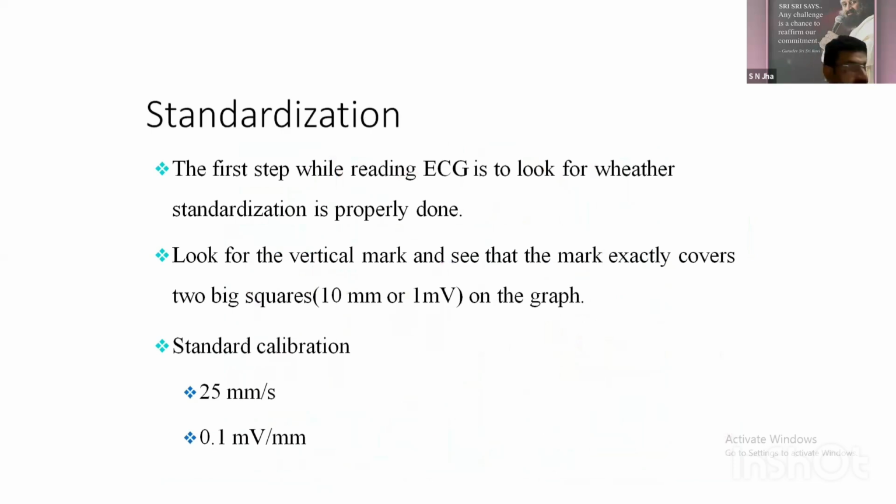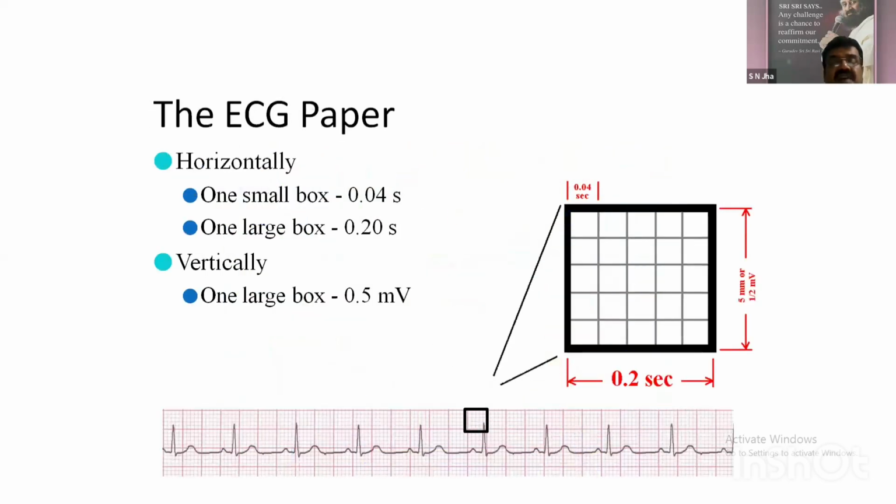Look at the vertical mark and see that the mark exactly covers 2 big squares, 10 millimeters or 1 millivolt. Standard calibration is 25 millimeters per second and 0.1 millivolt per mm. So the ECG speed is 25 millimeters per second. If you have seen the ECG machine, there are 2 options, 25 and 50. The normal speed is 25 millimeters per second.